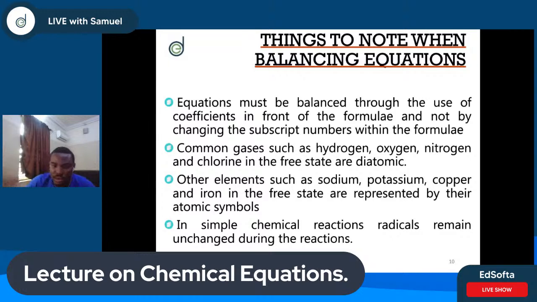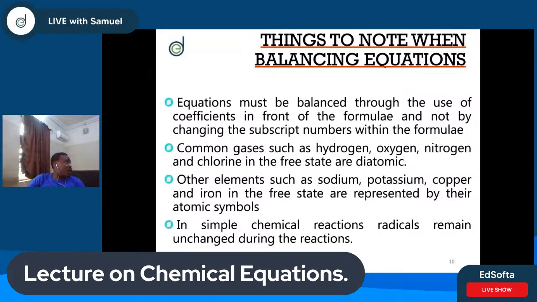Now, other elements such as sodium, potassium, even sulfur, even carbon, mostly metals and some other elements in group 4, are usually in monoatomic states. So they just stay as Na, no subscript. They just stay as potassium, no subscript. They just stay as copper. So it's just Cu, P, K, Na, Fe, S, C. It's not C2 or Fe2 or Na2. They are monoatomic in their elemental state.